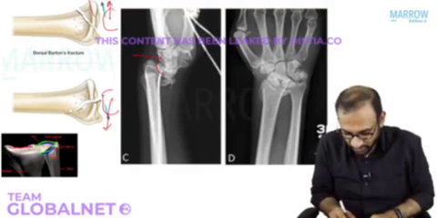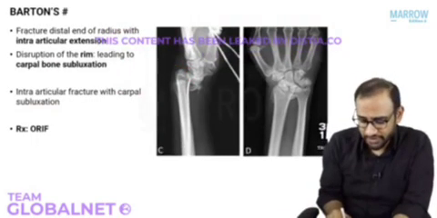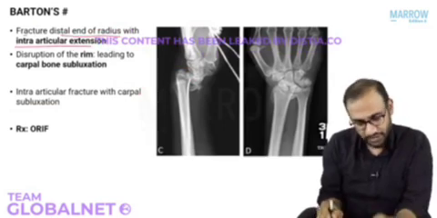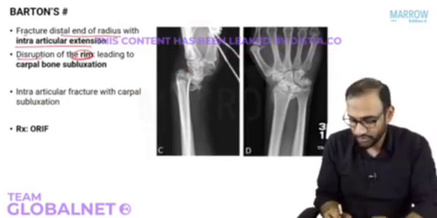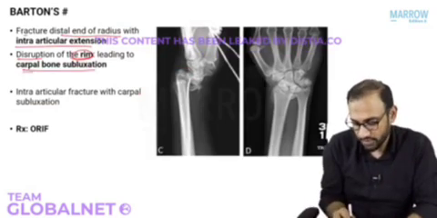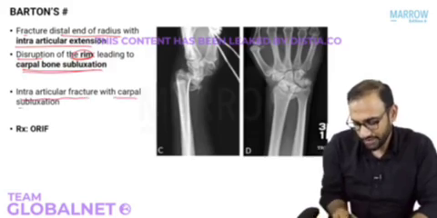And this is the ring or the rim that I was talking about shown in the image. So technically, what is Barton's fracture? It's a fractured distal end of the radius with intra-articular extension, and there is a disruption of the distal end of the radius rim or the lip, leading to carpal bone subluxation. So essentially, by definition, it's an intra-articular fracture with carpal subluxation.